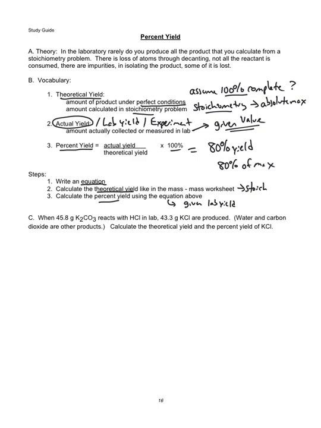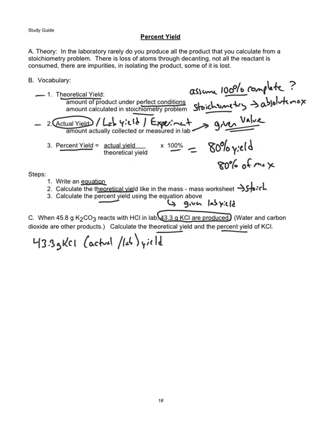All right, so here it says when 45.8 grams of potassium carbonate reacts with HCl in the lab, 43.3 grams of KCl are produced. Water and carbon dioxide are other products. Calculate the theoretical yield and the percent yield of KCl. We have already been told an amount of KCl that was produced, the 43.3 grams of KCl. Is this the theoretical yield, or is this the actual yield? Hopefully you're saying that this is the actual yield, or lab yield. This is how much they got when they did the experiment.